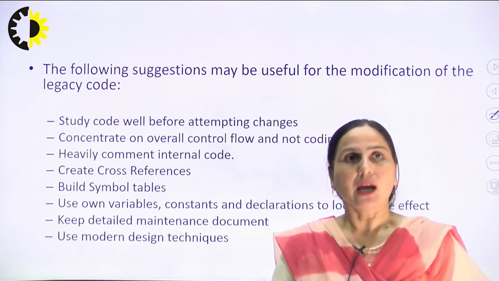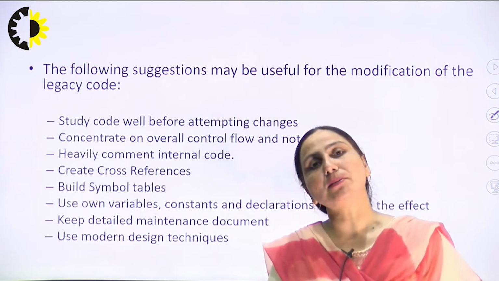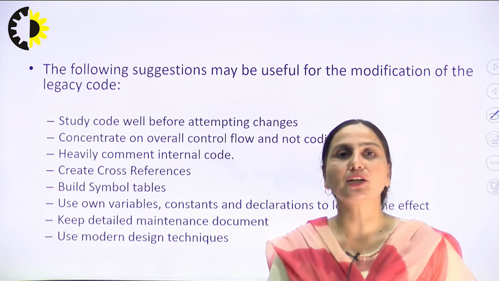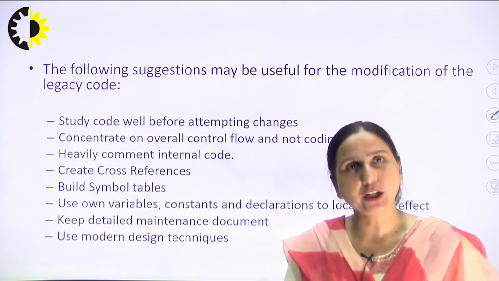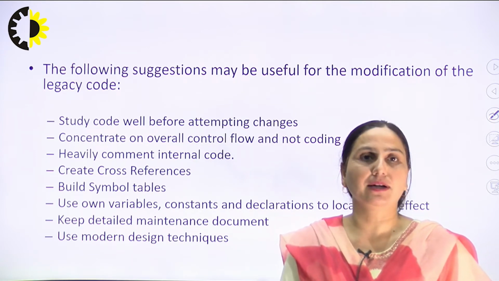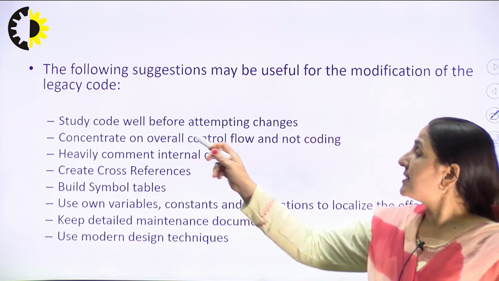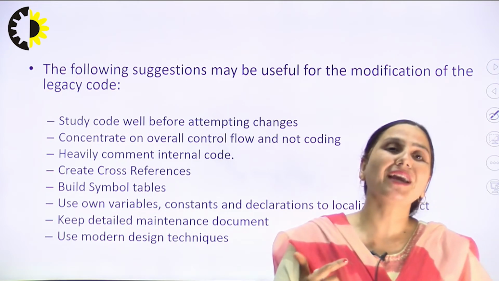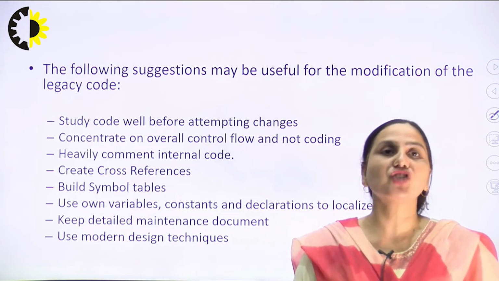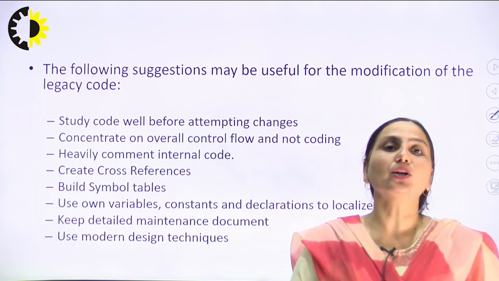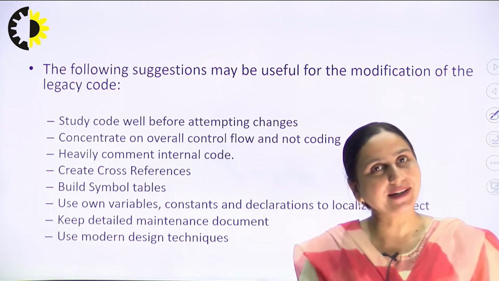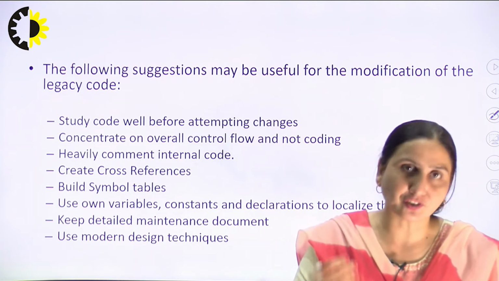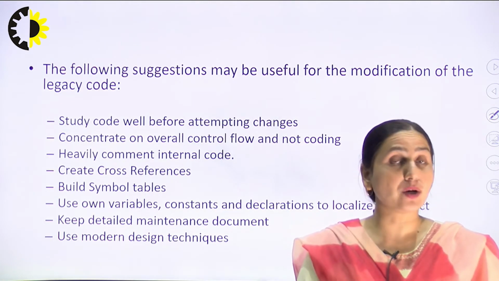Now, the following suggestions may be useful for the modifications of the legacy code. When you are having the old code, what are the different types of suggestions that need to be properly incorporated if you want to modify the particular type of code? First is that study the code well before attempting any particular type of change. If you want to incorporate any changes, just try to study that code again and again. If you have read it once and you are not able to get it, just read it once more. And again, if after 2 times you are not able to get it, just read it thrice, right? So, just study that particular code that you want to change.